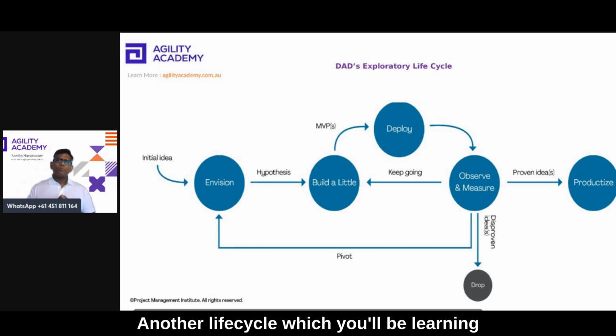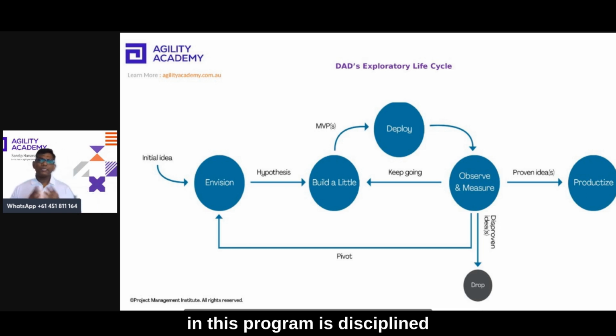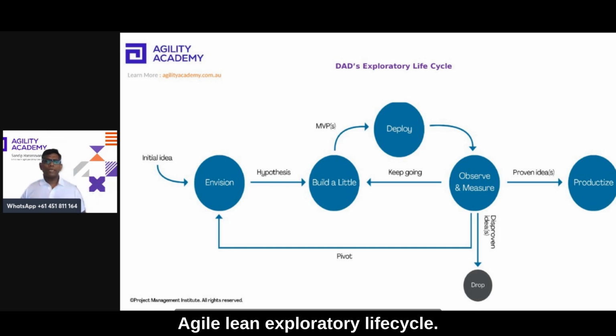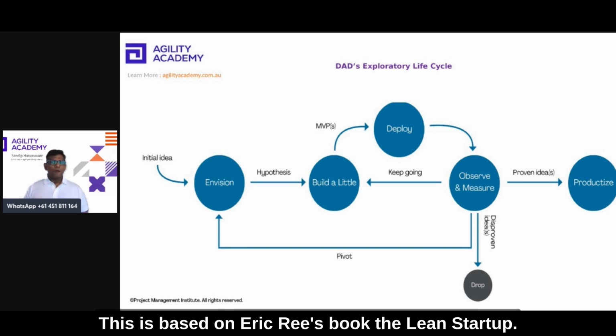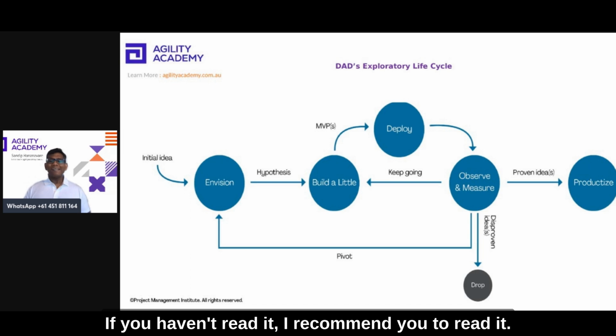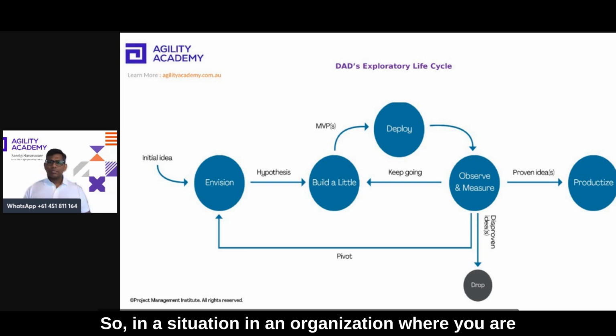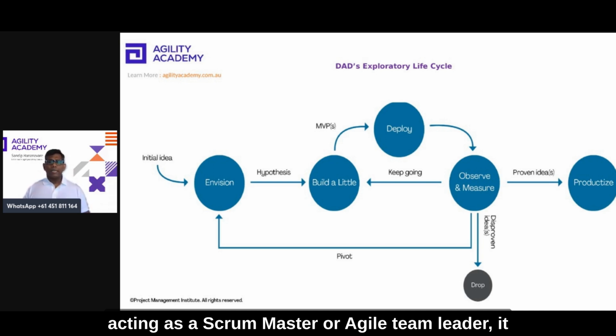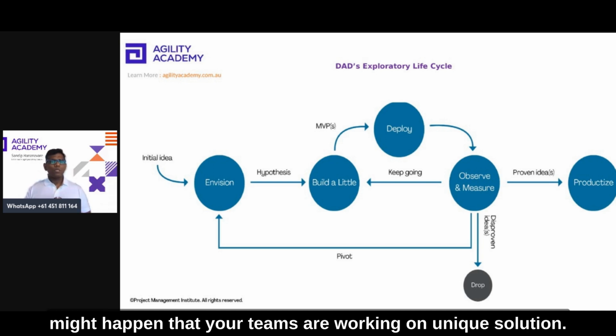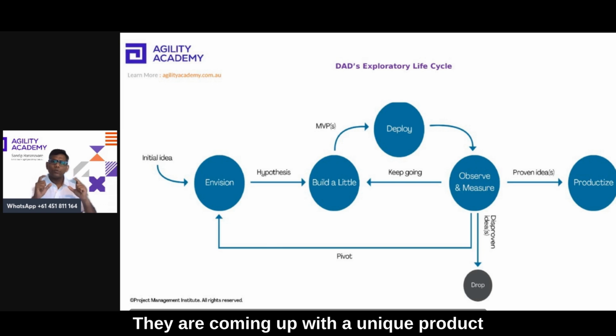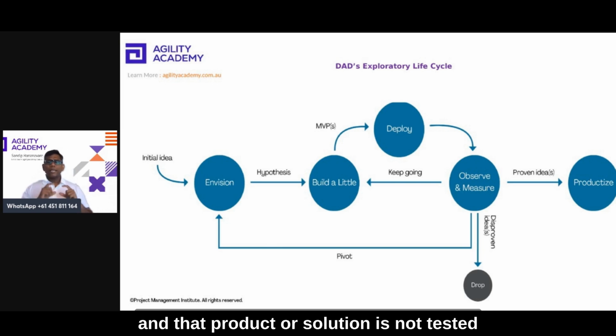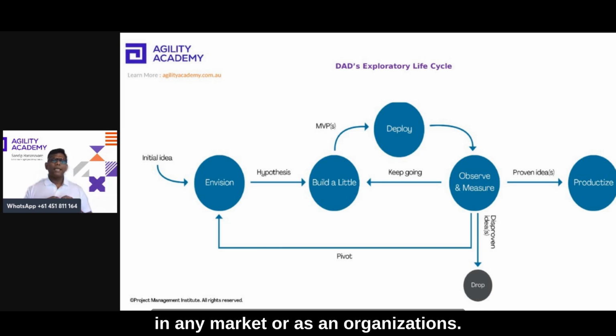Another life cycle which you'll be learning in this program is the Disciplined Agile Lean Exploratory Life Cycle. This is based on Eric Ries's book, The Lean Startup. If you haven't read it, I'll recommend you to read it. So in an organization where you are acting as a Scrum Master or Agile team leader, it might happen that your teams are working on a unique solution. They are coming up with a unique product, and that product or solution is not tested in any market. Or as an organization, you never created such a type of product.